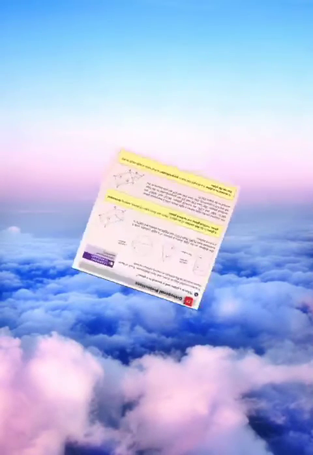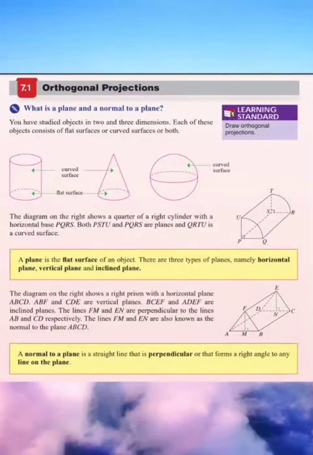So you have studied objects in 2 and 3 dimensions. Let's have a look at 3 of these objects, which are the sphere, cone, and cylinder. As you can see, all 3 of these objects have a curved surface, and for the cylinder and cone, both of these objects have a flat surface on the horizontal plane.